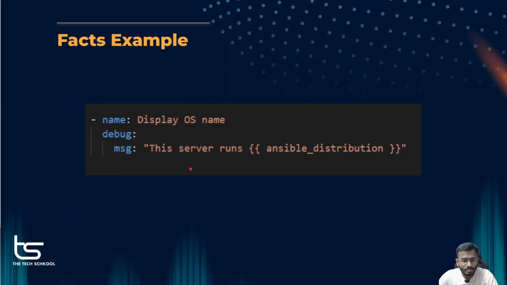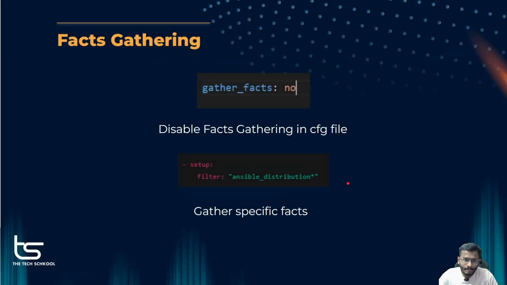So here is an example. Inside our Ansible playbook, suppose we have to print which server is exactly being used. We can just use the Ansible facts variable, that is ansible_distribution, and then the message will come up with the OS name. It's as simple as that.